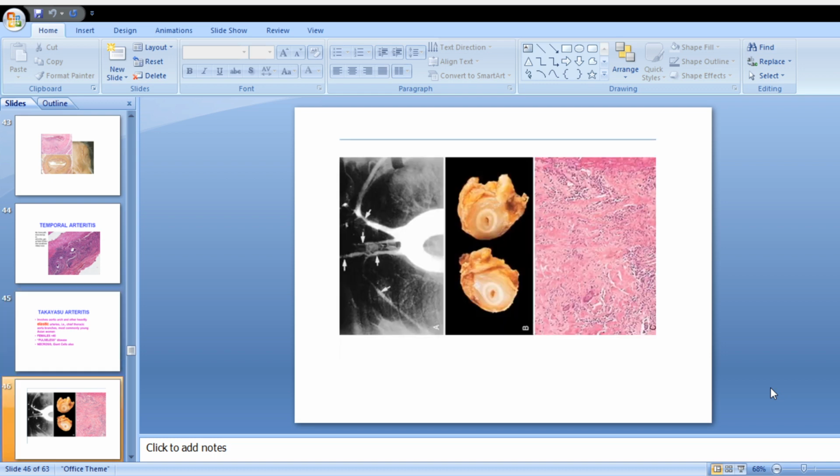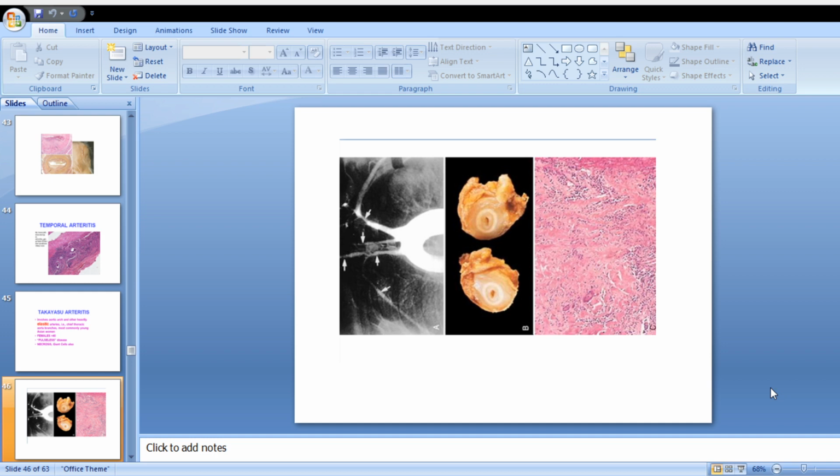Here one is a radiologic picture, then one gross, and then microscopy. In the radiologic finding we will see there is narrowing of branches of the arch of the aorta. Then in the gross specimen the lumen is almost obliterated, and in the microscopic finding the lumen is not visible at all. Some giant cells and some inflammatory cells are visible in the microscopic finding.